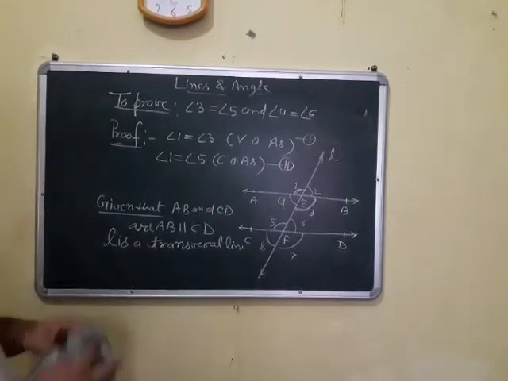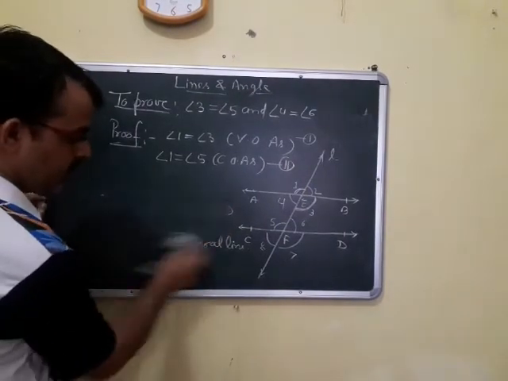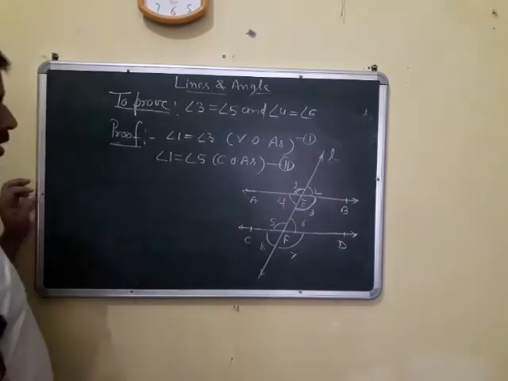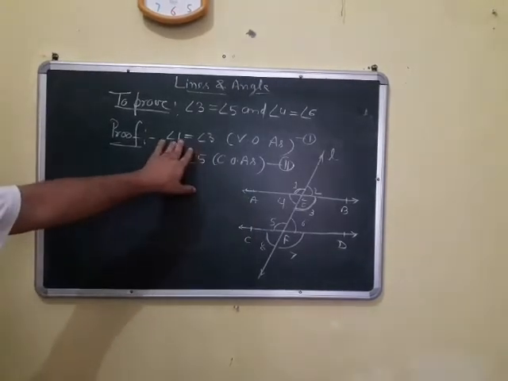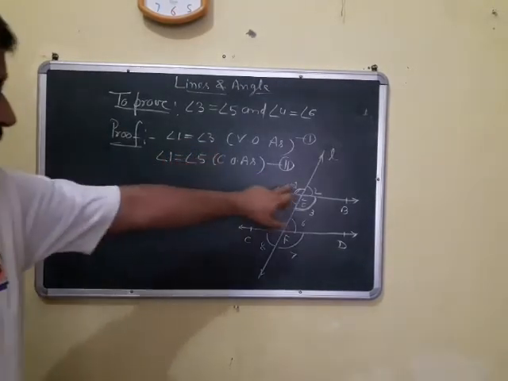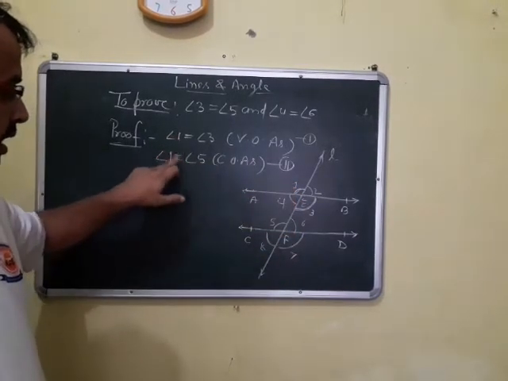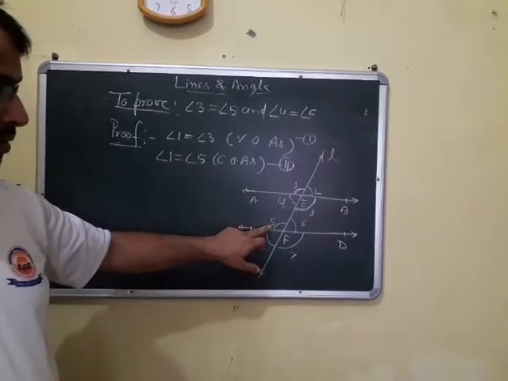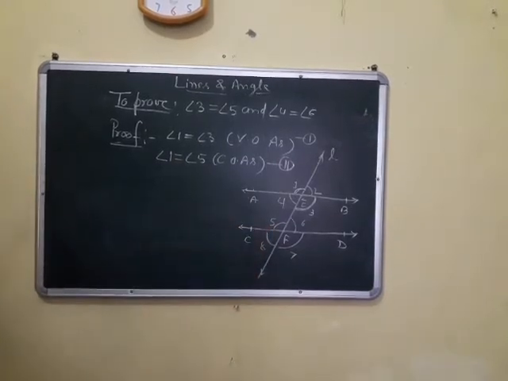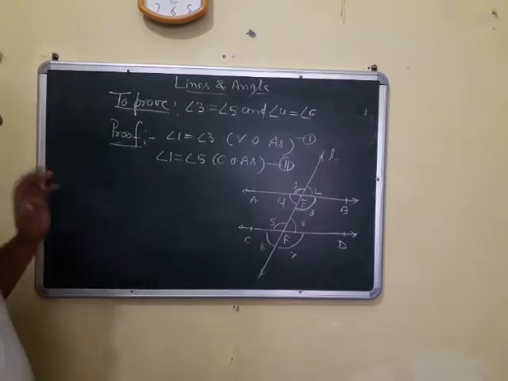Clear? Now here angle 1 is equal to angle 3 and angle 1 is equal to angle 5. So from equation first and second.